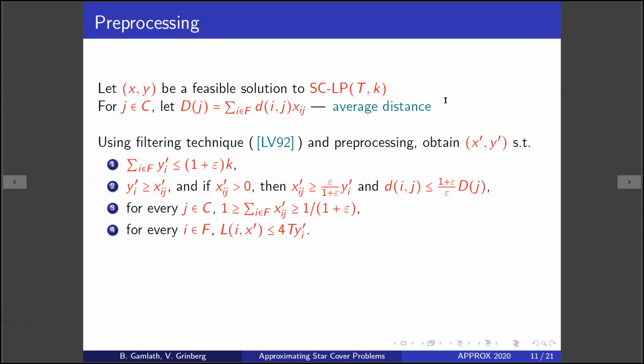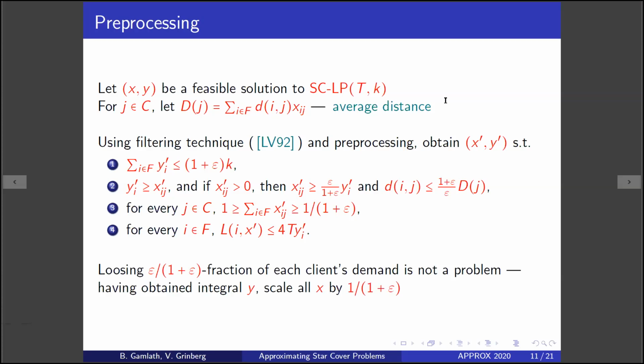Our algorithm starts by applying the preprocessing step. Let d_j for client j denote its average facility-client distance. Using the well-known filtering technique by Lin and Vitter and applying the preprocessing step, we get a solution (x', y') with the following properties. Basically, we get lower bounds on all variables x_ij, which allows us integral opening, and also we get an upper bound on each facility-client distance in terms of the average distance. And for that, we sacrifice a small portion of each client's demand, as well as possibly increasing total opening by epsilon k.